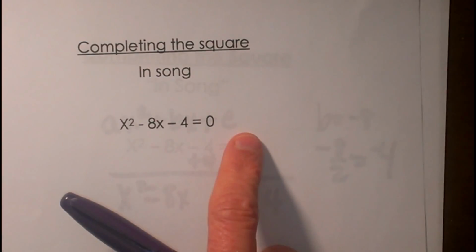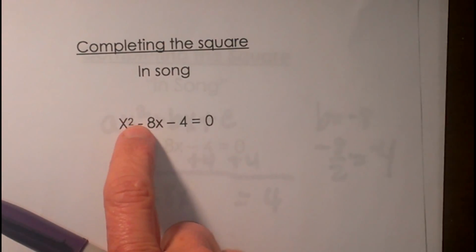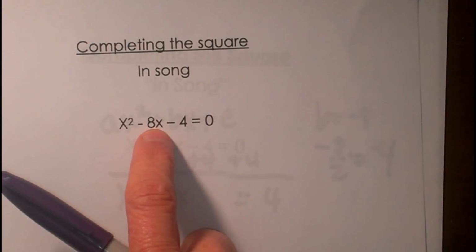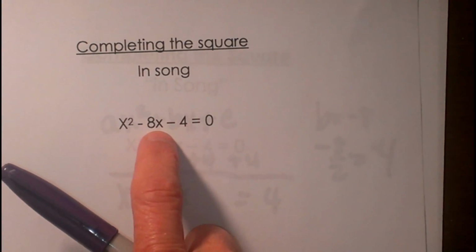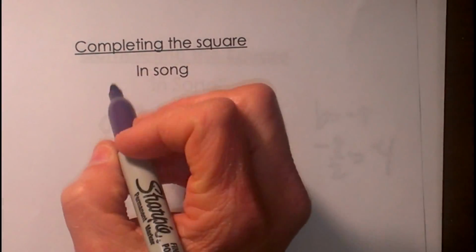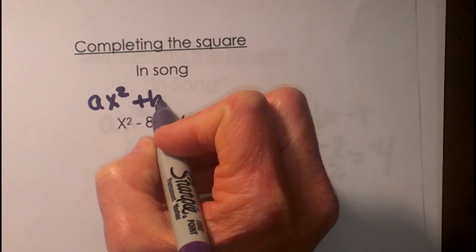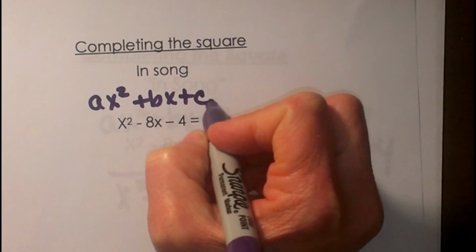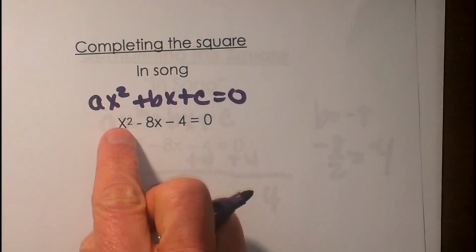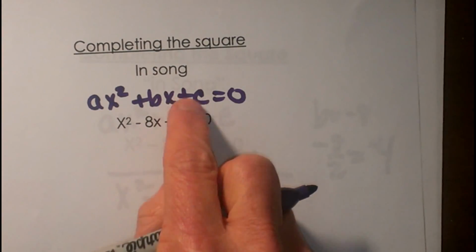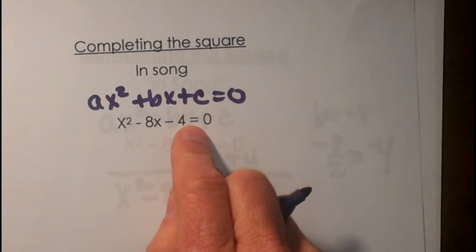Here's our quadratic, and it's a quadratic because it's a second degree equation. And then we have a linear term, which is the 8x, and then we have a constant here. So I'm going to write above it the standard form, ax squared plus bx plus c equals 0. That's standard form. So a is 1, b is -8, and c, our constant, is -4.